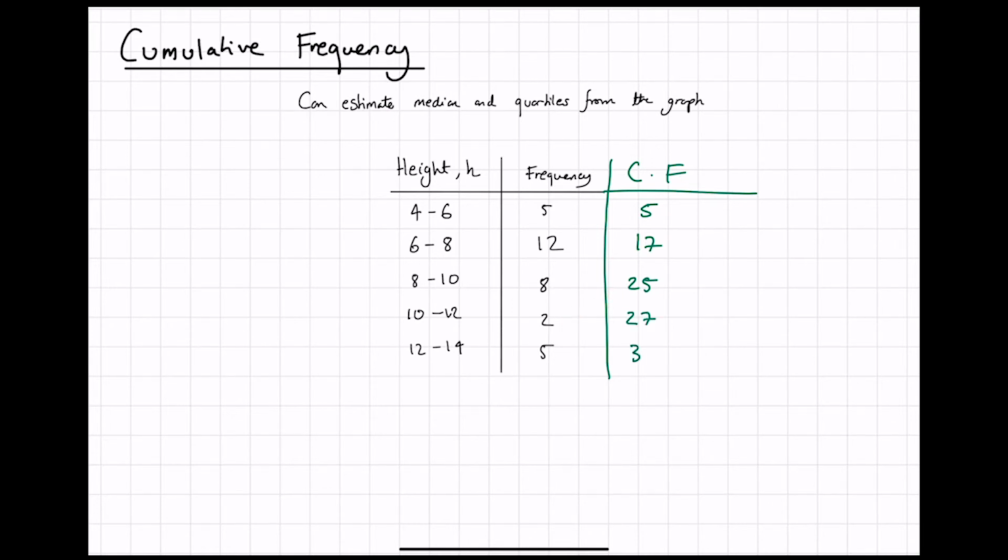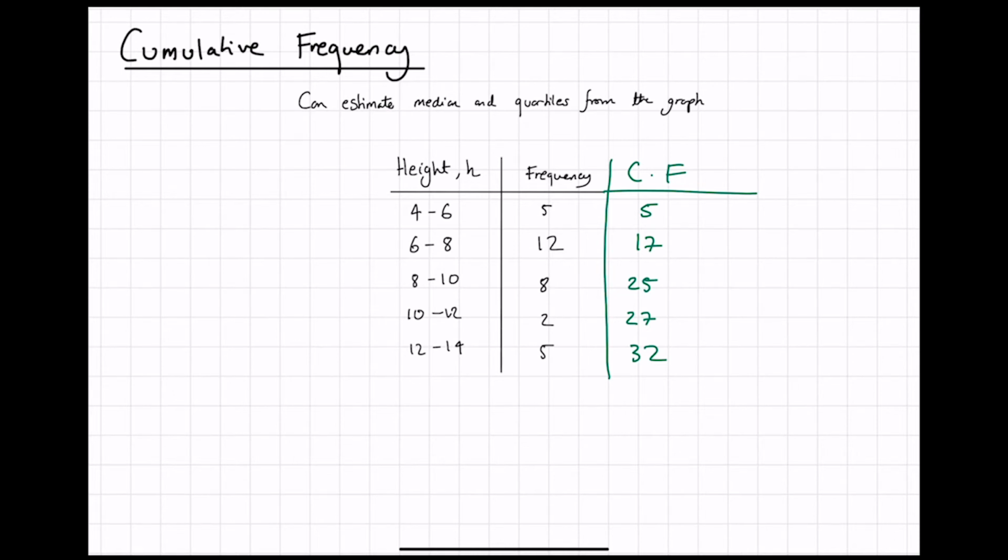And then add on to that, I've got 32. So you can see my cumulative frequency graph has given me a total number of 32. So that means that everything in here adds up to 32. So you can just double check that. 5 plus 12 is 17. 17 plus 8 is 25, plus 2 is 27, plus 5 is 32. So that's all you need to do for the cumulative frequency table.